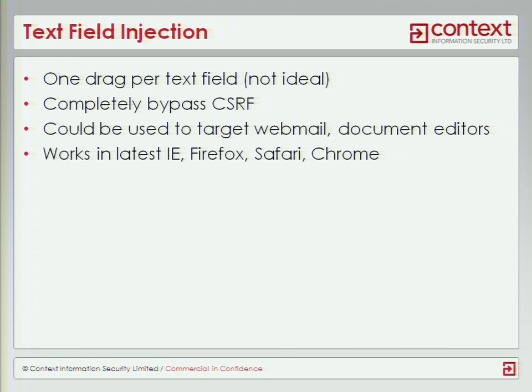But on the other hand, it does completely bypass cross-site request forgery. We're not relying on partial cross-site request forgery to get data into a form and then get the user to click the button. We're doing everything just by using iframes and the user interaction. So there's many things this could be used for. For example, with webmail, you could target the to field, the body field, and then you could send fake emails from a user's account. You could also edit documents in some sort of authenticated document editing system and place data in there without the user realizing it. This technique works in all the browsers. It's completely cross-browser.